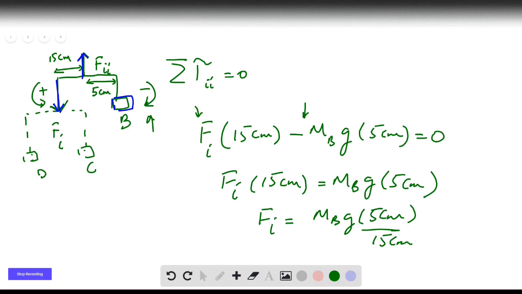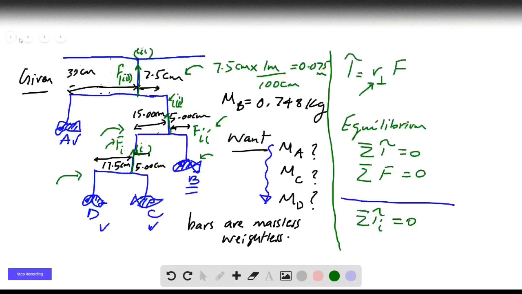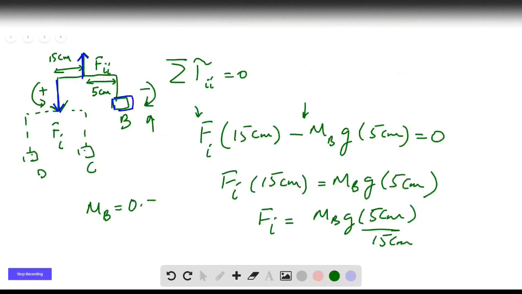But then if you can recall, we do have MB from the initial slide, which was given as 0.748 kilograms. That's our MB. And it gives us a chance to plug in the specific numbers that are helpful to solving this problem. So we need to simplify that.